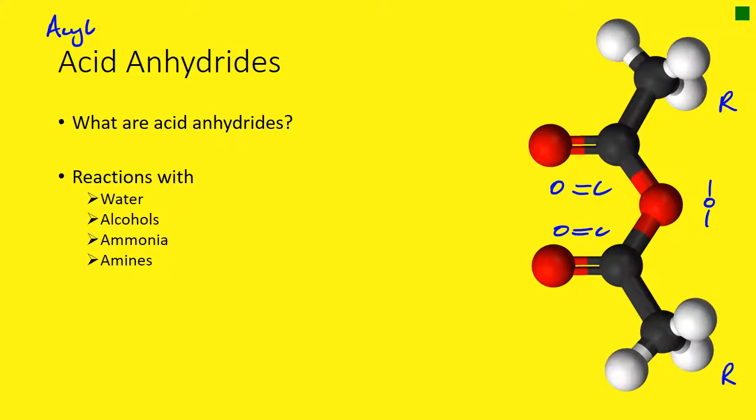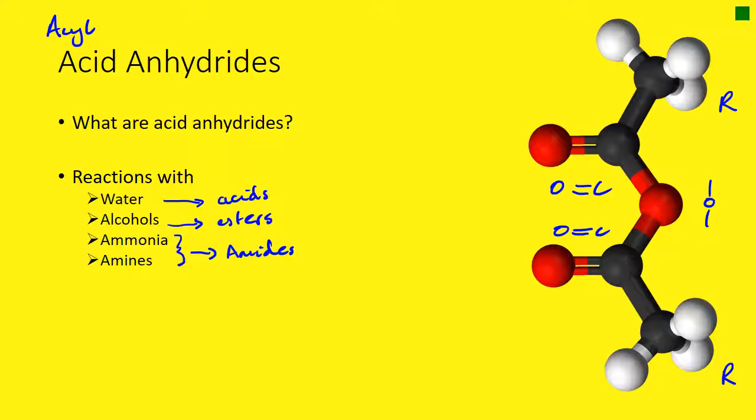And the reactions are very similar to the ones with acyl chlorides. So both acyl chlorides and acid anhydrides, when you react them with water, we're going to get carboxylic acids. When we react them with alcohols, we get esters. And when we react them with either ammonia or amines, we're going to get amides. And in this way, either with acid anhydrides or with acyl chlorides, you can synthesize these molecules.